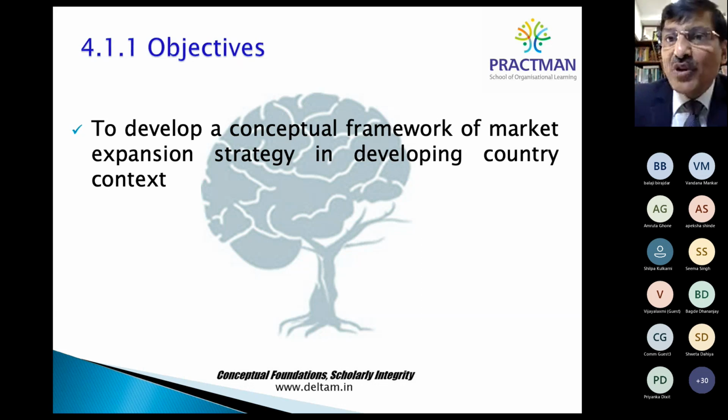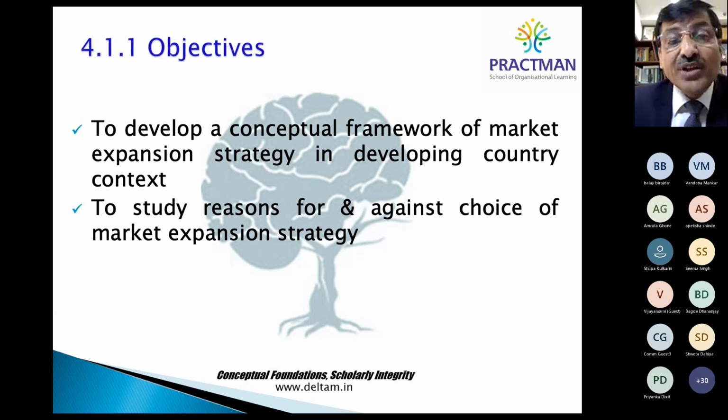One of the research gaps was a lack of conceptual clarity. The first objective of my PhD thesis was to develop a conceptual framework. The second objective was to study reasons for and against the choice of market expansion strategy, because these reasons were not systematically studied in the literature anywhere. There was a gap.